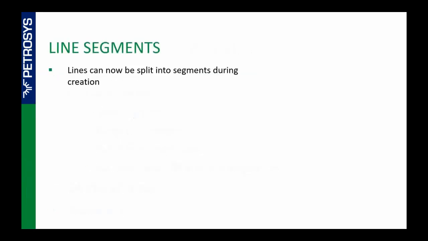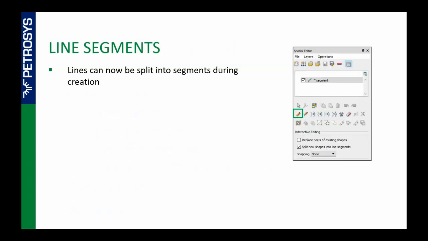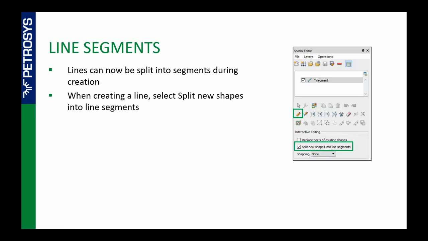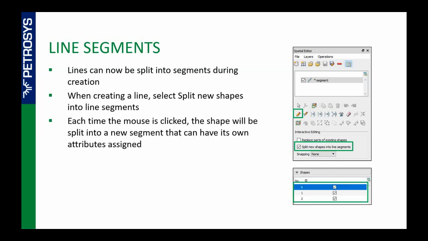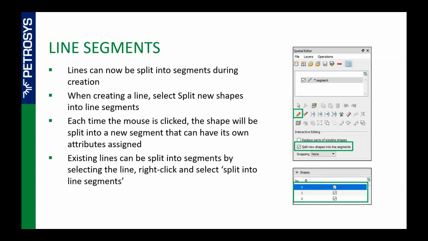So line segments. Lines that we display in the Spatial Editor or create in the Spatial Editor can now be split into different segments. So under the general Draw a Line tool, we have a new option that we can split new shapes into line segments. And each time we make a click with the mouse, that line is then split into a segment. And that can have its own attributes assigned to each of those individual segments. We can split existing lines into segments, and we can also group existing segments back into a single line.